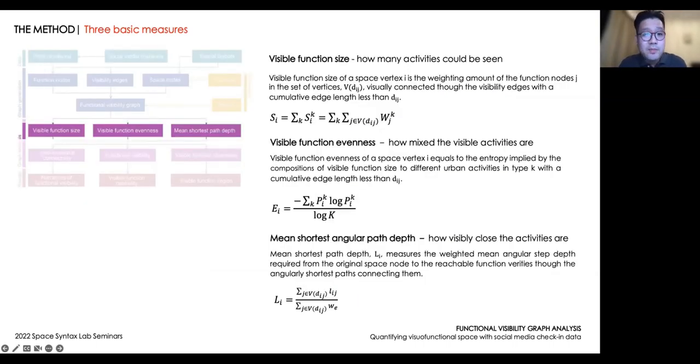Well, I will skip a bit of the details. You can read more in the papers, where I give a relatively clear and precise definition in a mathematical way. But here, I just want to give you a very brief idea of what these measures will address. The first one, the visible function size, measures how many activities could be seen, and functional entropy, or the evenness, is about how mixed the visible activities are, and the mean shortest angular depth is how visibly close those activities are.